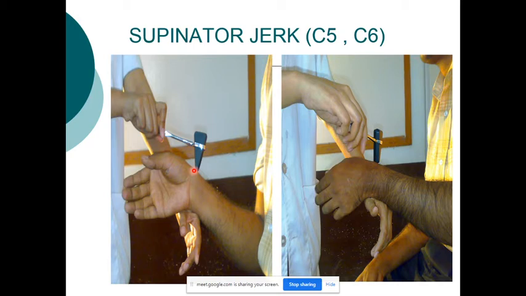Okay, just a little towards your body from the styloid process, move a little bit and hit there. Whenever you hit there, again you are going to see the contraction. That's how you do a supinator jerk. Okay, I'll show you a video. You will understand all these things very clearly in the last.